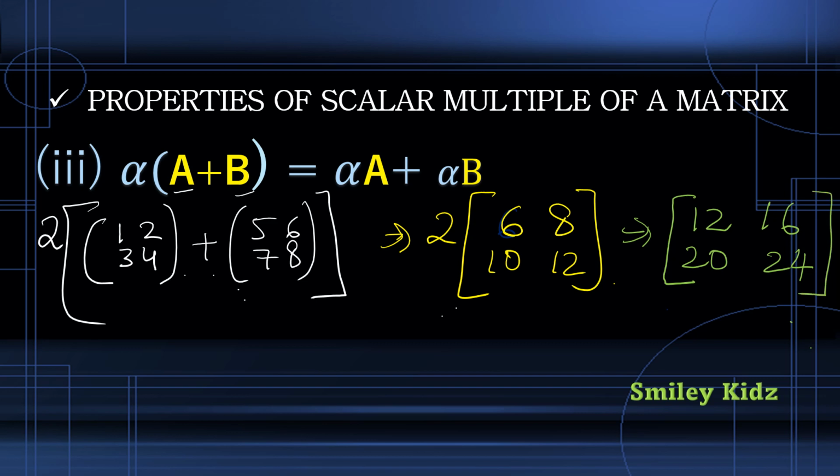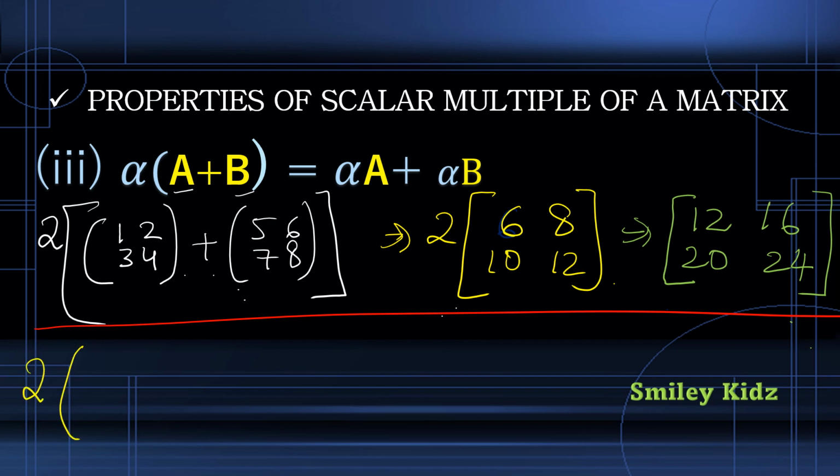Then this can be further simplified as alpha A plus alpha B. Substitute that next. Then you have 2 into A, alpha is nothing but 2, right? So the A matrix, that is 1, 2, 3, 4, plus 2 into the B matrix, that is 5, 6, 7, 8.